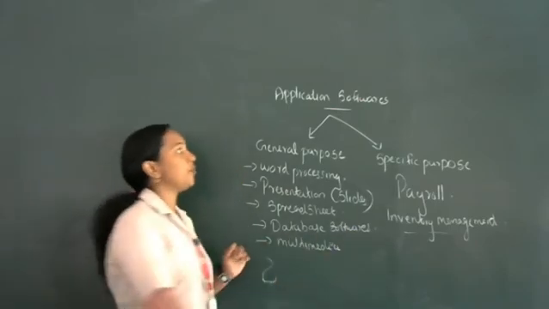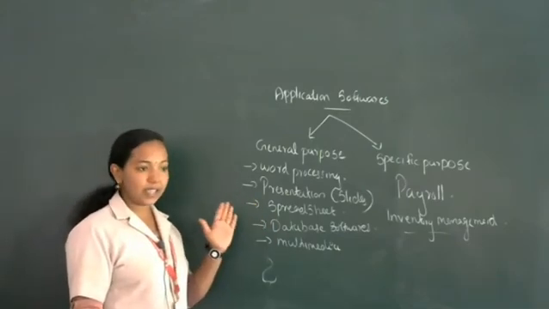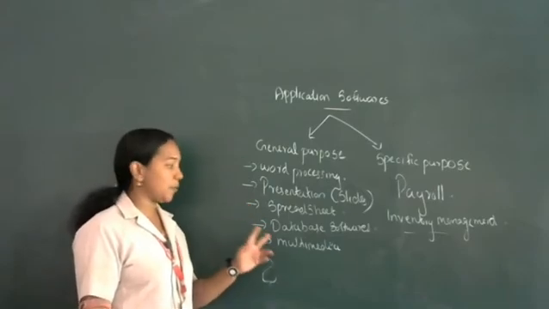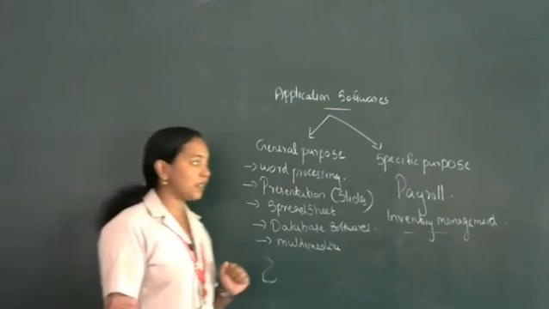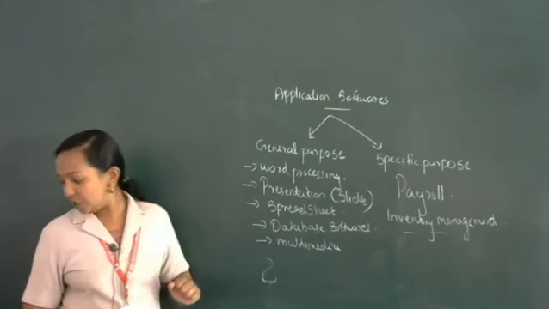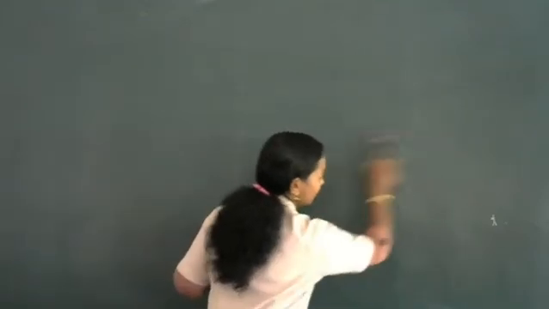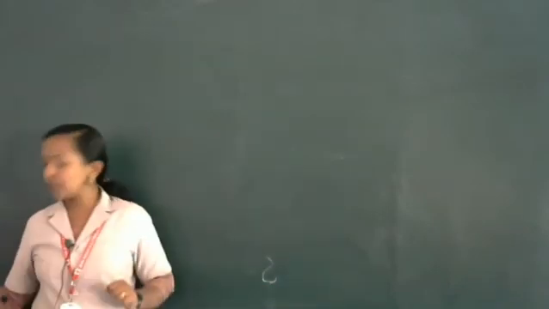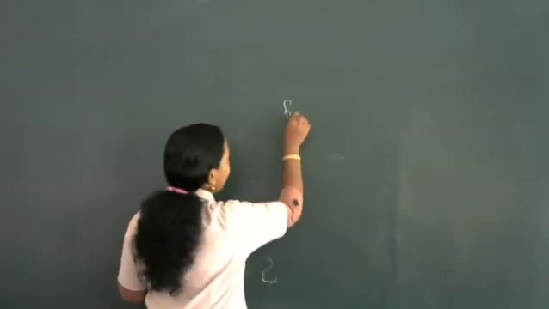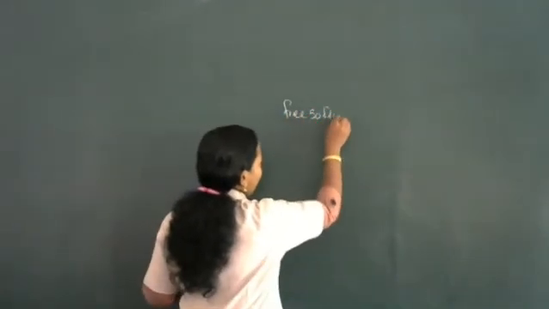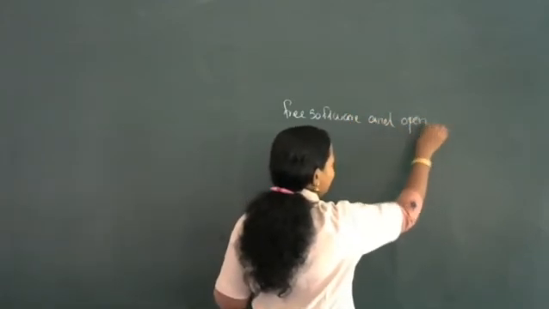So application software is classified into general purpose and specific purpose. General purpose examples are Word, presentation, spreadsheet, database, and the last one was multimedia files. Then specific purpose: payroll, inventory management system. Okay, then next one. So we have been discussing software as application software. Then one more category is free software and open software.